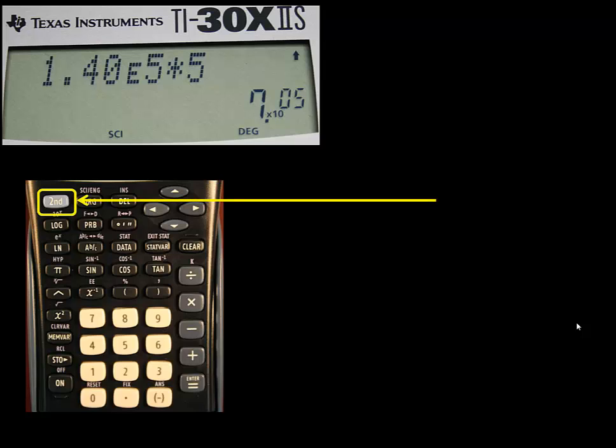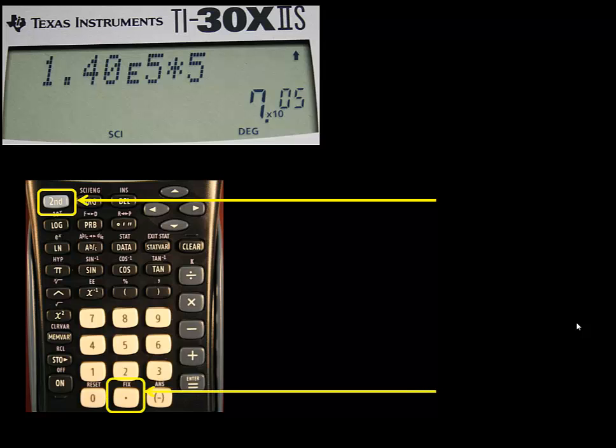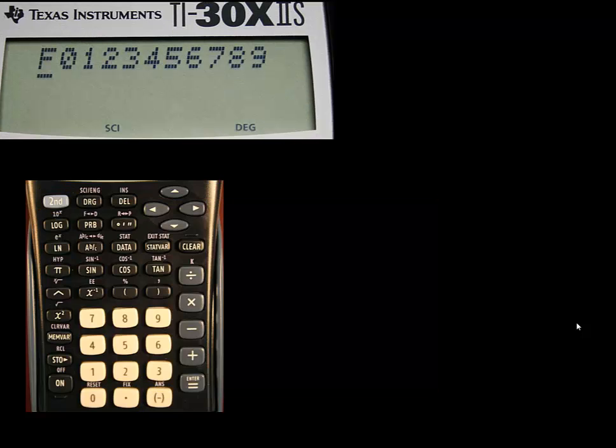First, we push the second key, then we push the dot key, but because we pushed the second key first, we're going to do the command written above the key, the dot key, which is FIX. Don't worry about what FIX means. For now, it's just a command. Pushing those keystrokes, though, changes the display to a new screen where we see an F followed by the numbers 0 to 9. The letter F is underlined.